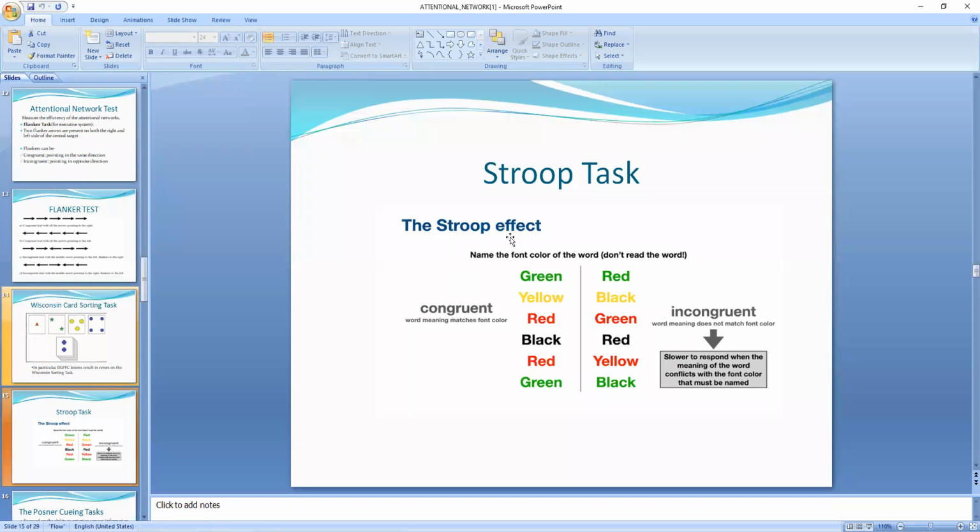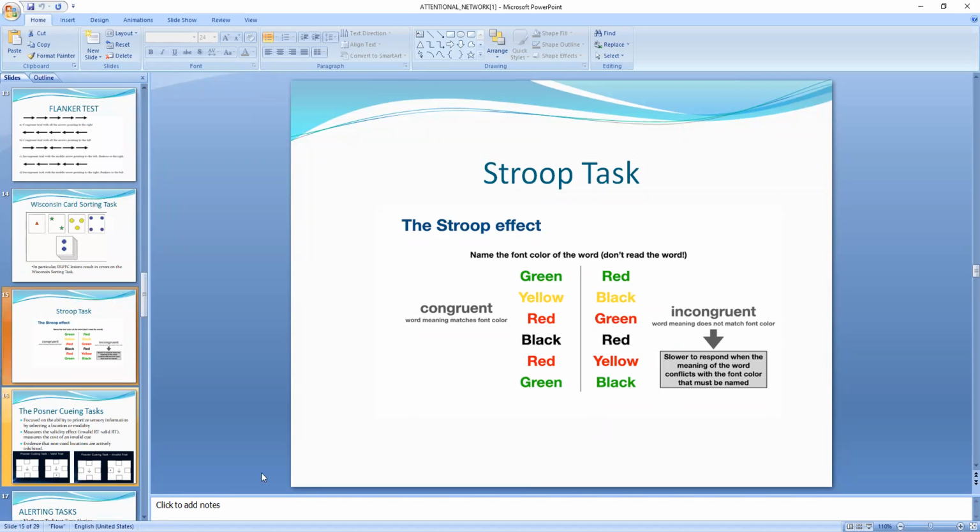Now, other test is Stroop task. In this, two types of tests are performed. First is congruent, where the font is written in the same color as it means, and in the incongruent, the font is written in a different color, but the meaning is different. So we ask the subject to read out the color of the font. If there is a lesion in the attentional network, he will not be able to read this out.